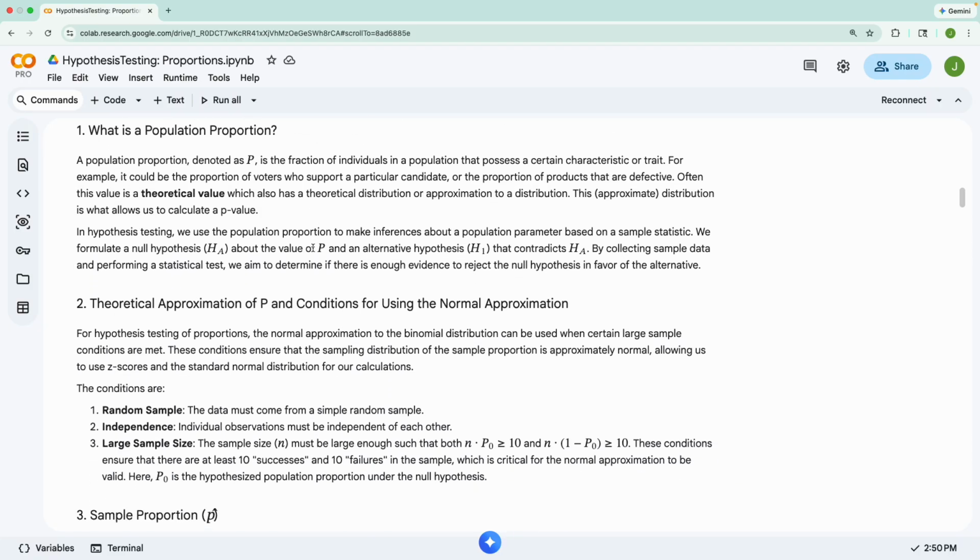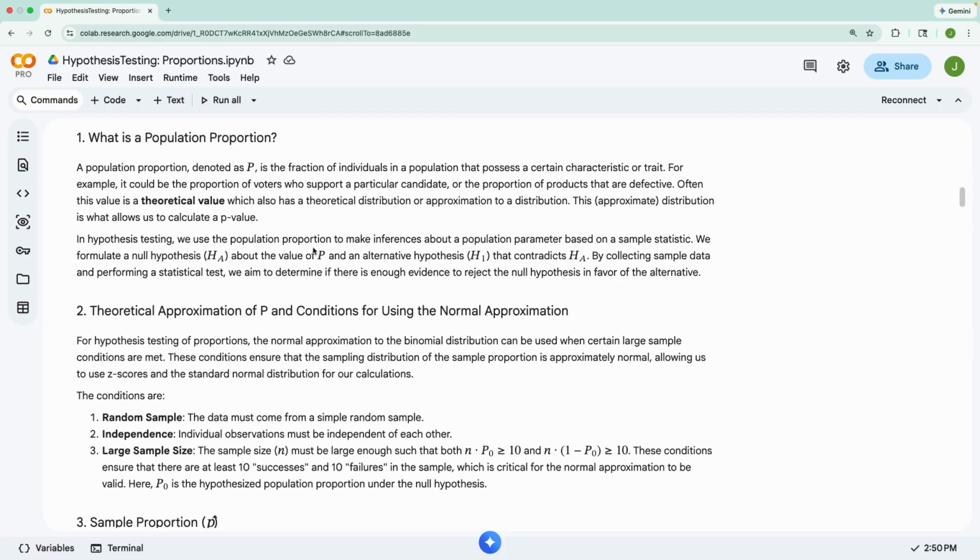Okay. So in this specific lecture, we're talking about population proportions. That's the fraction of individuals in a population that have a specific characteristic or trait. For example, at the start of this lecture, the trait of interest that we had was being defective. The population proportion is a theoretical value because it's very hard to actually obtain.